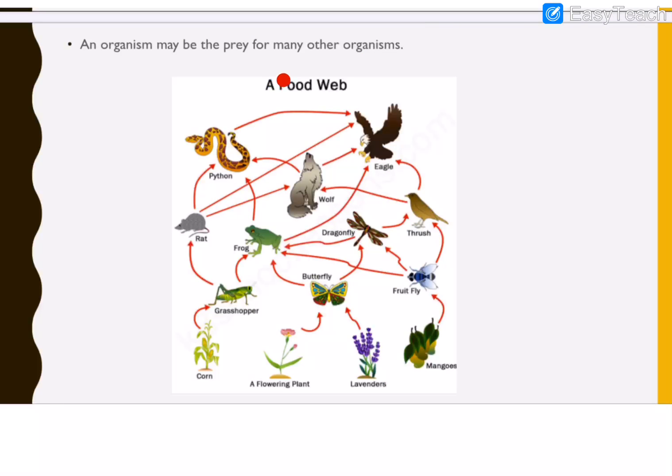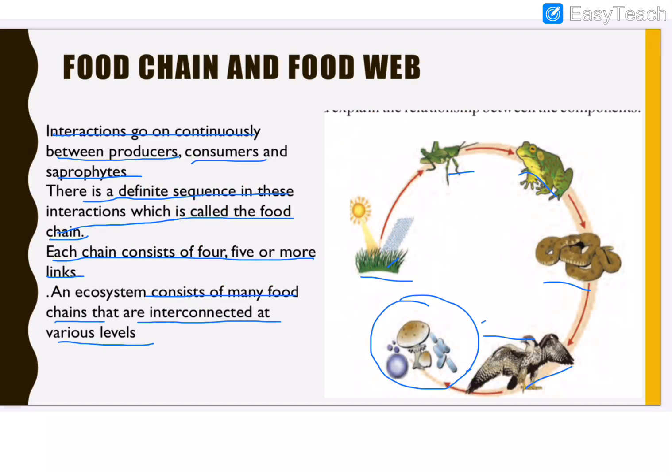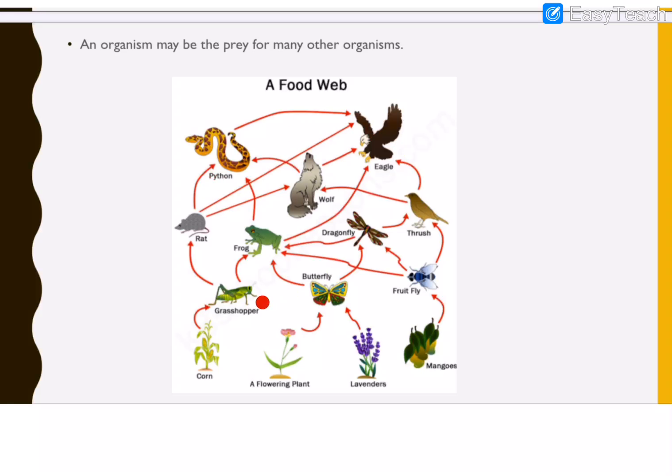Now we are going to discuss the food web. So what is a food web? In the previous section we have seen the food chain. It is a direct link, means they are not interconnected. Each animal eats the animals which are under its chain. So there is no interconnection. It is a direct chain. But in a food web they are interconnected.